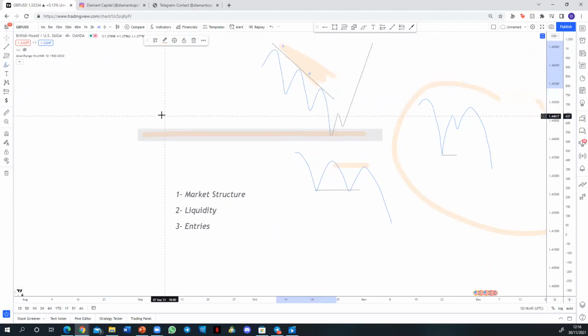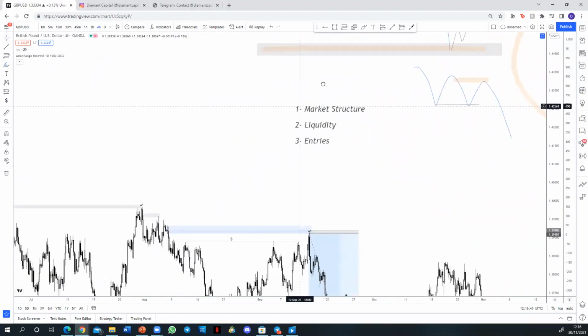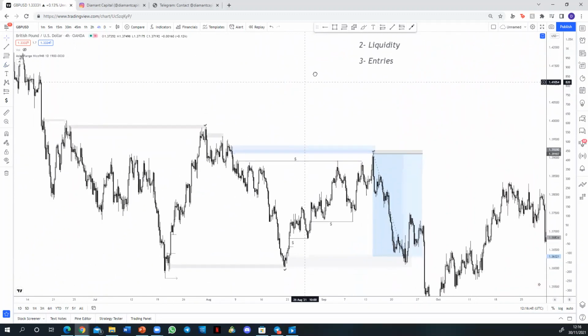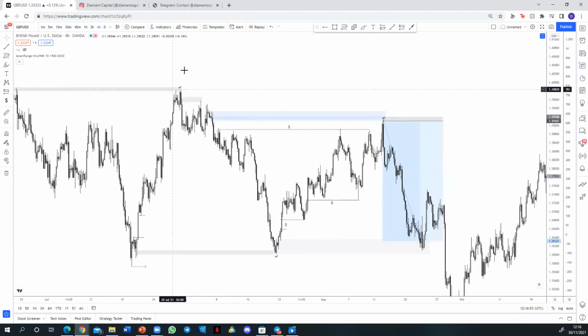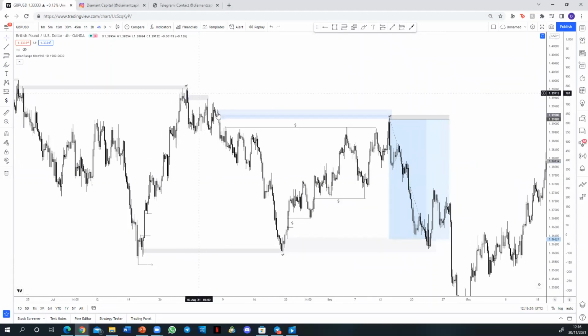Okay, so now we know this. How can we use this in our analysis? So we've understood market structure in this case study. Now we've got to look for liquidity. From this point right here, we started selling, selling, selling, continued all the way up until this discounted area. Now, this discounted area as well would have made sense for buys. However, I wasn't looking for that direction simply because my fundamental bias was against it. So I always want to be aligned in both sides, technical and fundamental. But for this case, if you were looking for buys, you would have been correct as well.